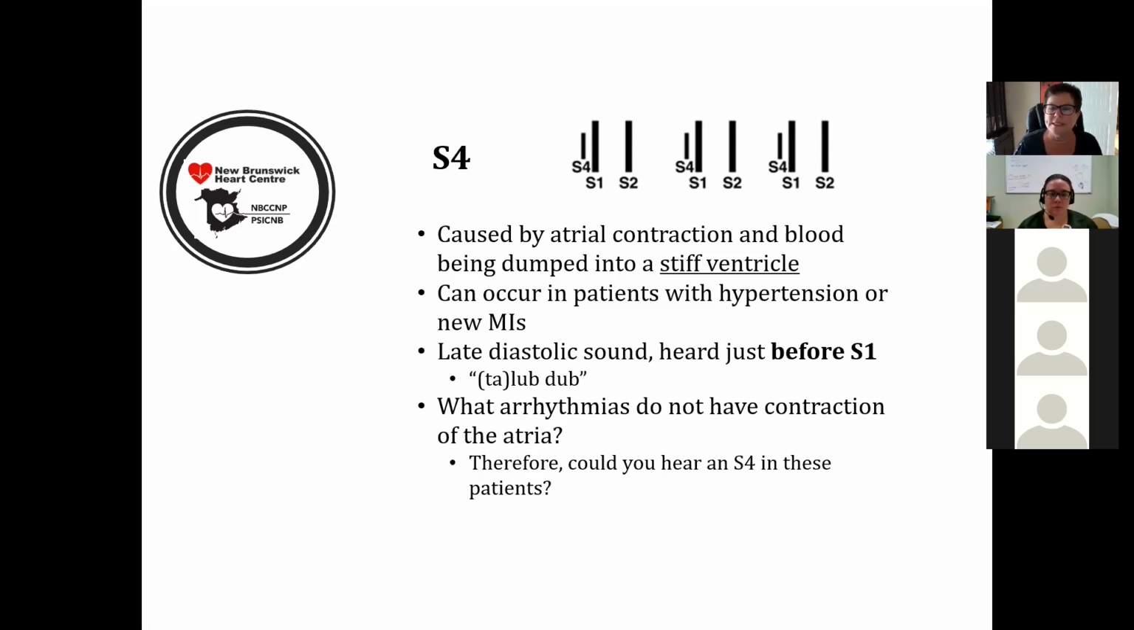Well, that's not always easy to determine. So the next thing you should ask is, does my patient have crackles associated with this? Then it is likely an S3. But also ask yourself, does my patient have atrial contraction? Maybe they're in atrial fib and you can't have an S4 because there's no atrial contraction in atrial fib. So think about what's happening with your patient.